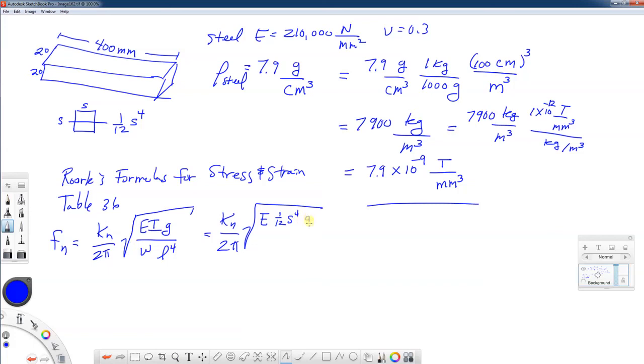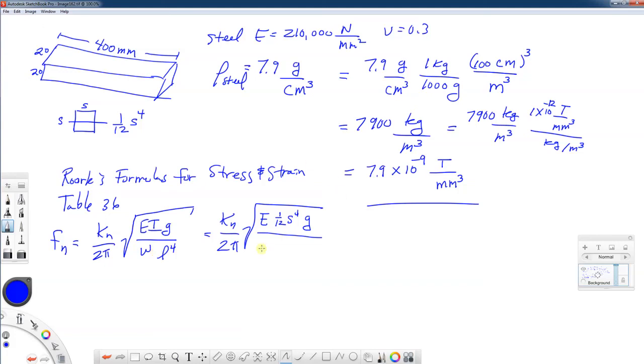G is the gravitational constant. We're going to see that it's going to drop out for us. We're going to divide it by W. Now W is not the total weight, but what W is the weight per length of beam.